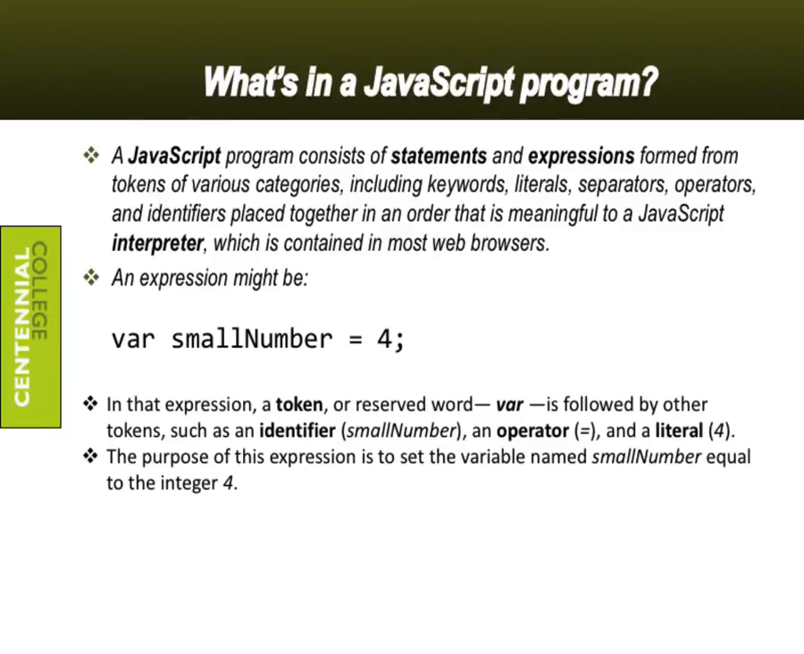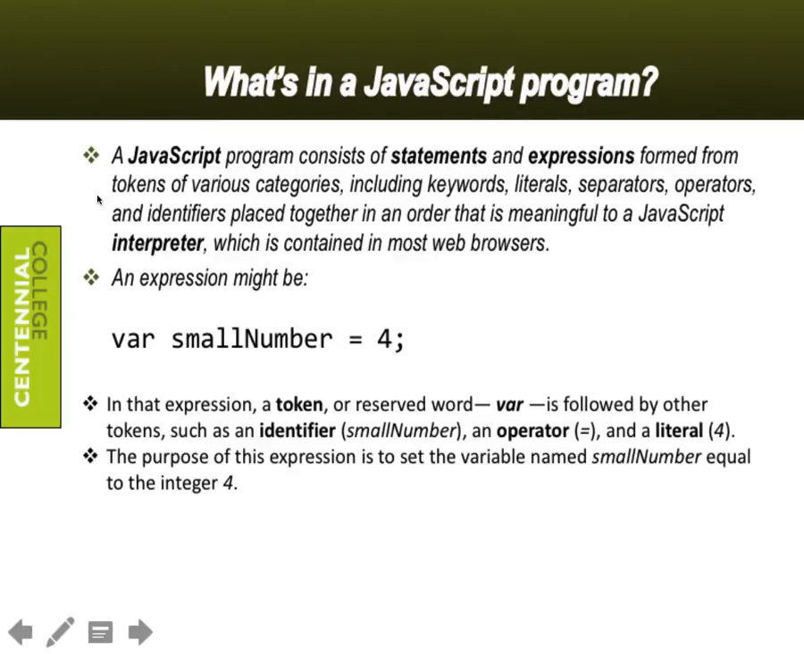Ali, what kind of number is small number? What was that? Integer. How do you know that? It doesn't have a decimal. Well, guess what? JavaScript knows that too, right? In fact, if anything, it's inferred, right? We do type inference in JavaScript.